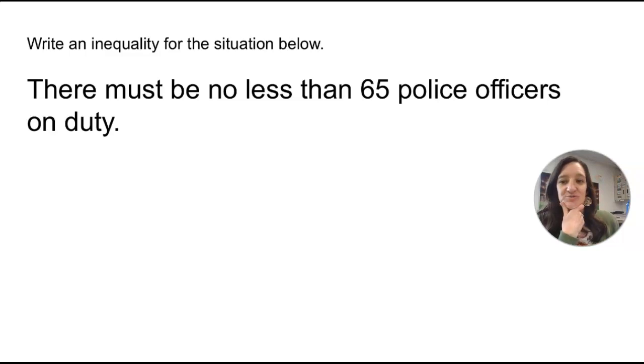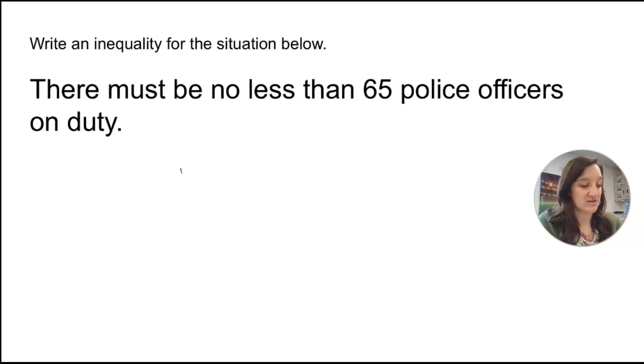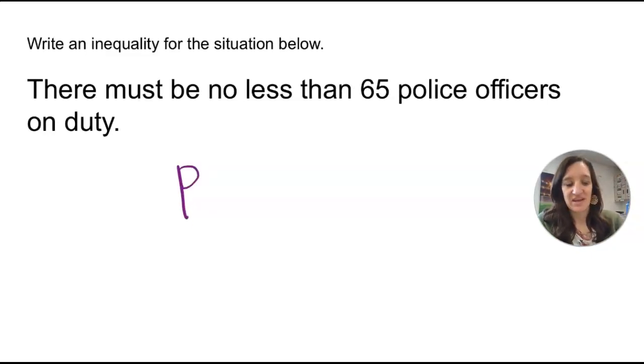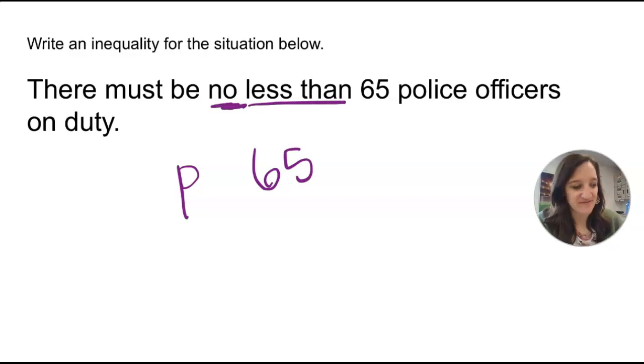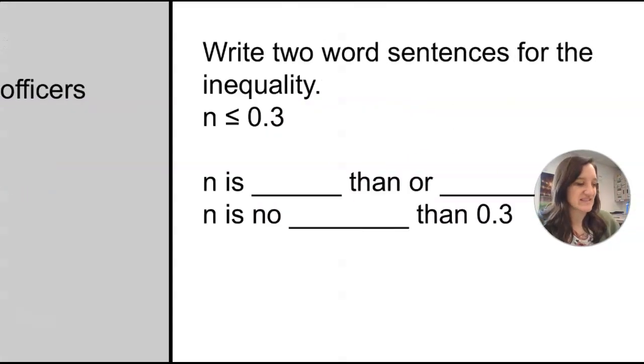Let's write an inequality for this situation. There must be no less than 65 police officers on duty. Let's use P for police officers. And "no less than," well, we know what less than is, right? But this is no less than 65 police officers, so let's not do less than, let's do a greater than. Would it be okay to have exactly 65 police officers? Yeah, it just can't be less than that. So it'd be okay if there were exactly 65 or more, right? If there's 70 or 100 police officers, that's even better. But we can't have less than 65 police officers. So it'd be P is greater than or equal to 65.